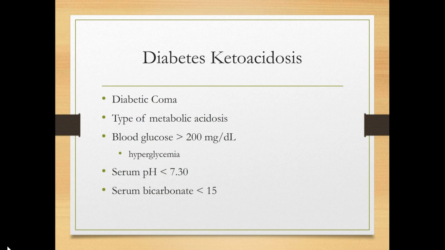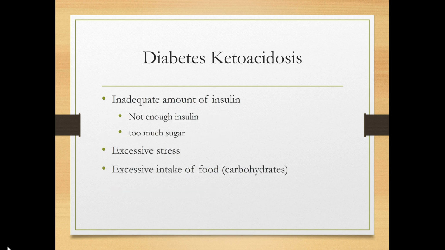All right, so DKA is another complication of diabetes. You can go into a diabetic coma with DKA. I talked about that teenager earlier. It's a type of metabolic acidosis. Your blood glucose is usually greater than 200, and so your pH is low and your bicarb is low. And these kids are definitely going to go into the PICU because they are either not making enough insulin, or they've had too much sugar, or it's a combination of both.